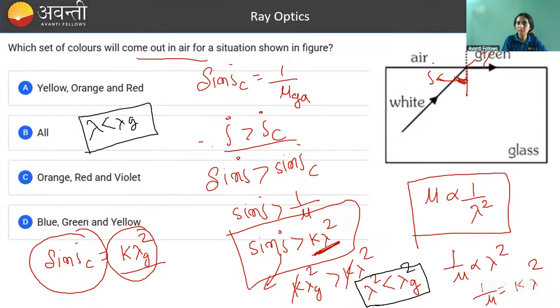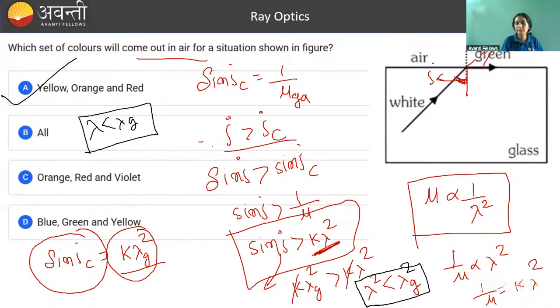So which one will get totally internally reflected? Blue light, violet light, whichever wavelength is less than green light. Which wavelength is longer than green light? Yellow, orange, red. So that will come out. So which one will come out? A. Which one will get totally internally reflected?